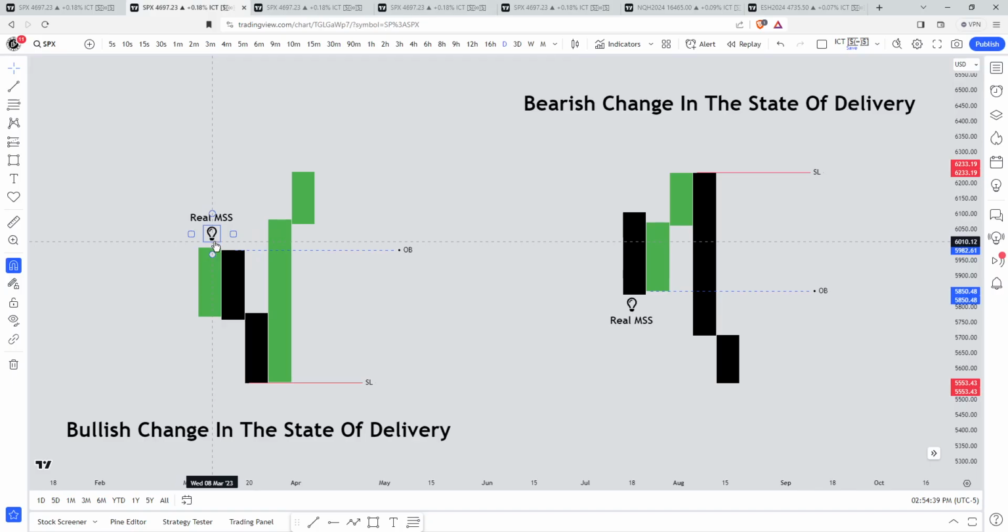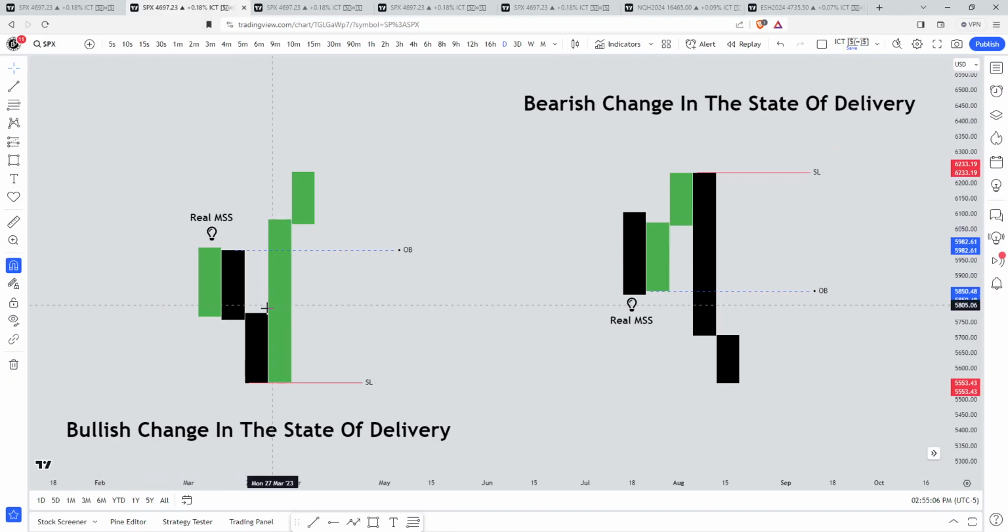Most of the time, when I'm finding draw on liquidity targets, I'm using order blocks to find draw on liquidity targets. And simply what I'm looking for, in a bullish change in the state delivery, is a down close candle or consecutive down close candles. Then I'm looking for price to close above that order block, creating a fair value gap. When that happens, what I look for is for price to start targeting liquidity above.